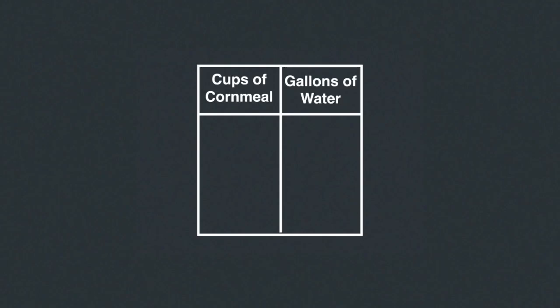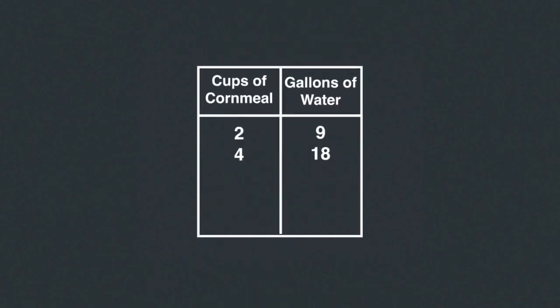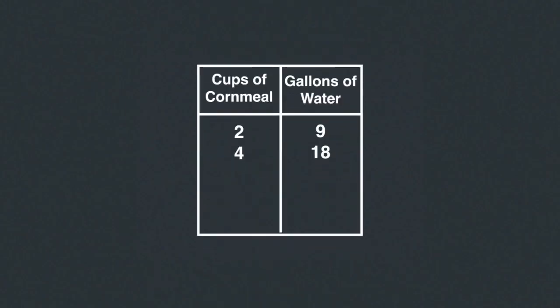With just that data alone, we can make a table, cups of cornmeal to gallons of water. And we're told that for every 2 cups of cornmeal, you need to mix in 9 gallons of water for this spray. If we doubled that recipe, we'd need to use 4 cups of cornmeal and 18 gallons of water.